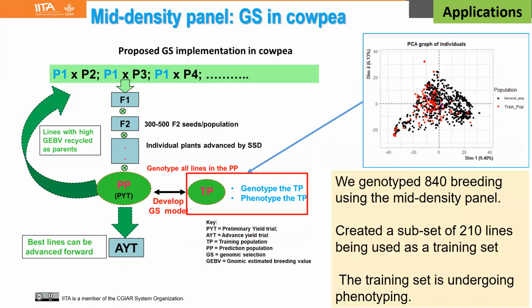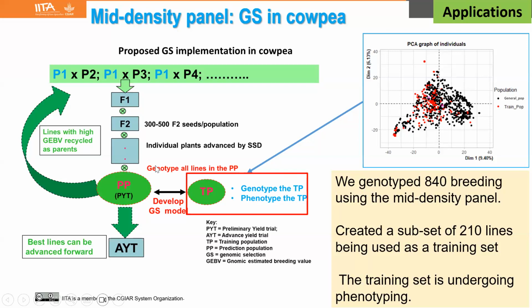So what we have done so far, we had about 800 breeding lines that were at PYT. So we genotyped all those 840 breeding lines using the mid-density panel. And what we have done is just playing with that marker data. We have used that marker data to try to get a subset that we can phenotype more accurately, to become our training set with sufficient phenotypic information. And we would use that to develop the prediction model that will routinely be used before the materials reach PYT.